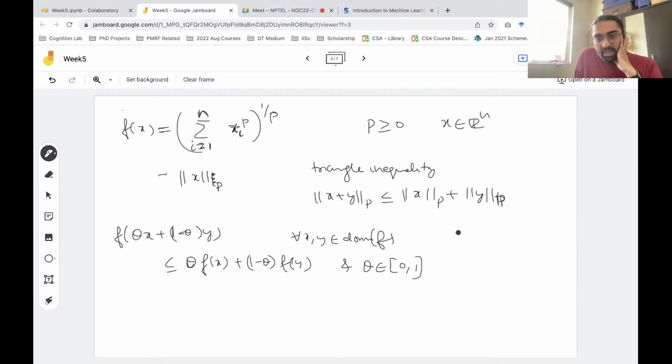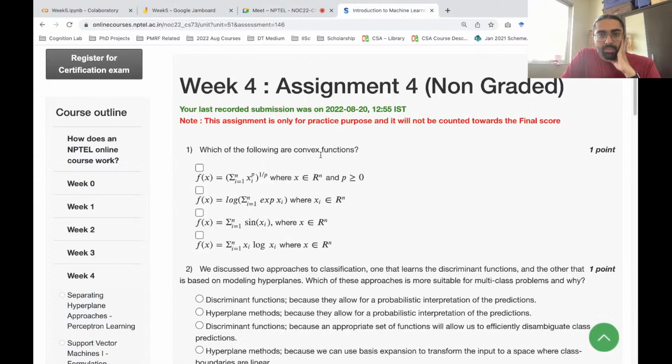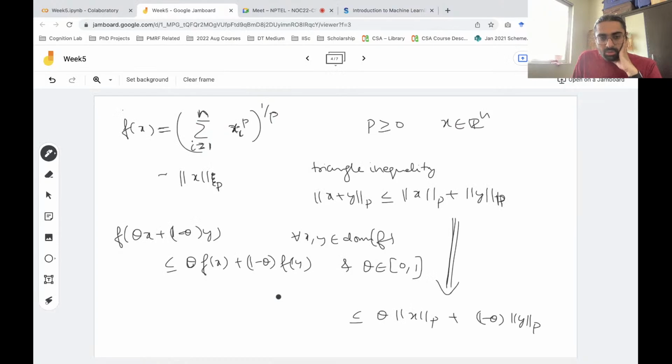But there's one small caveat here. Anybody want to try? So if you've tried the problem, the solution is that the function given is not a convex function. Any ideas why that might be?